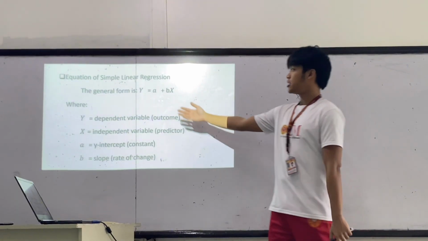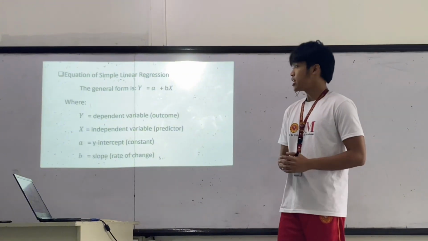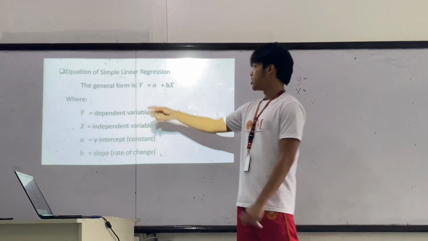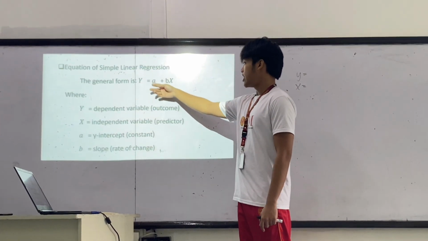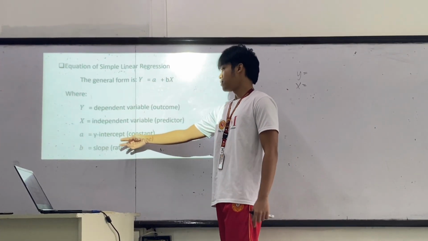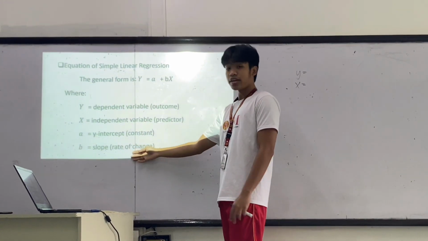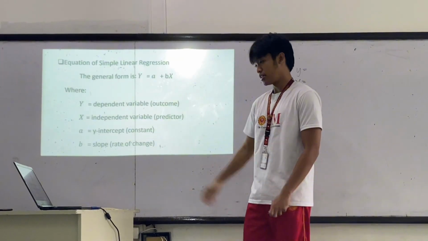So this is the general form or general equation of the simple linear regression. It's y equals a plus b times x, where y is the dependent variable or the outcome, a is the y-intercept or the constant, b is the slope or the rate of change, and x is the independent variable or the predictor in this case.